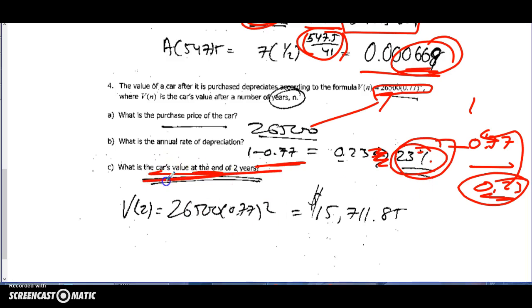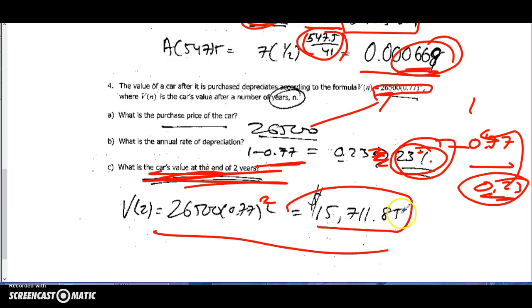And the last question, what's the value at the end of 2 years? It's V2. Throw in a 2 here, and I'm down to 18 seconds, and I end up with this, and fittingly, I end up with a 5 that nobody can read.